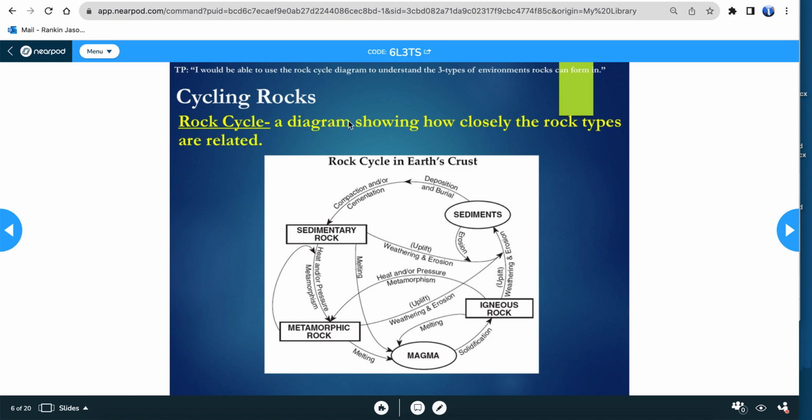All right, continuing, rock cycle, a diagram showing how closely the rock types are related. They are related because they can all turn into themselves. Sedimentary can turn back into its own self again, as well as going into igneous or metamorphic. Metamorphic can go into igneous and sedimentary, as well as go back into itself. Igneous can become sedimentary, igneous can become metamorphic, and igneous can also turn back into itself. All right, so a diagram here showing how closely the rock types are related.